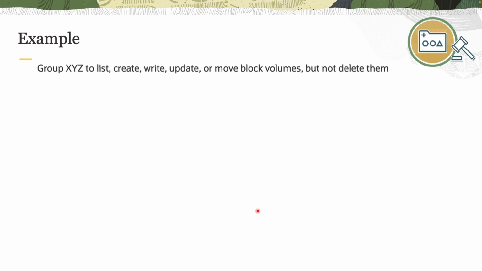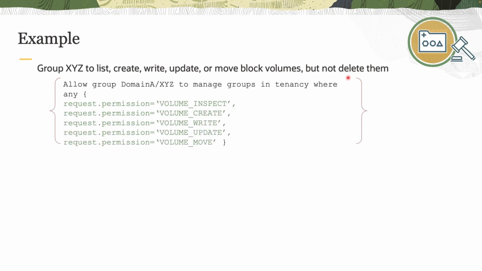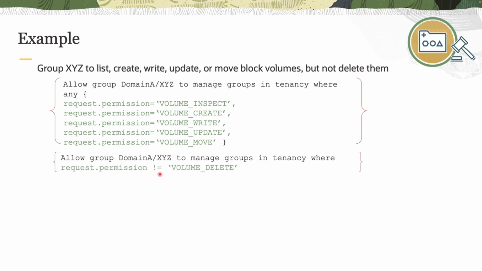Now in our second example, we want the group XYZ to list, create, update, write, or move block volumes, but they should not be able to delete them. Here we use the manage verb to provide all permissions and then specify each permission that is allowed using the condition request.permission. And as you can see, we have not added VOLUME_DELETE. We can also rewrite this policy and use the not equal to operator and specify the VOLUME_DELETE permission. That means they can perform all the operations except delete.